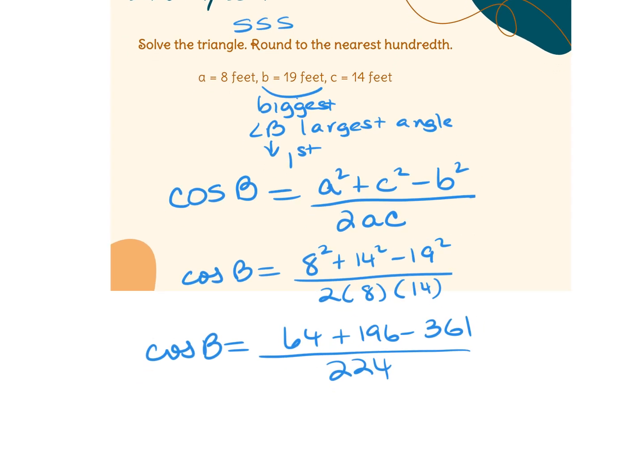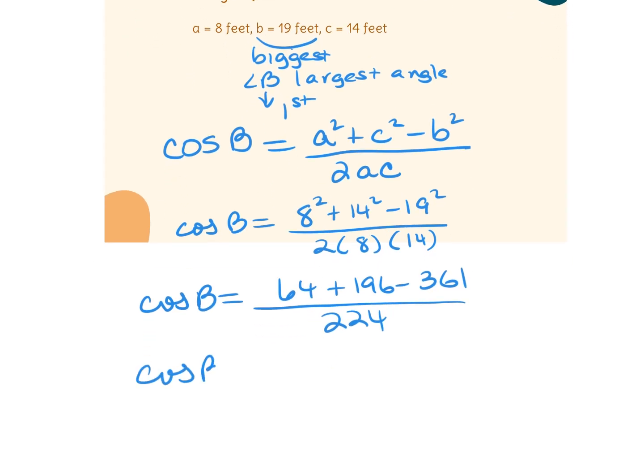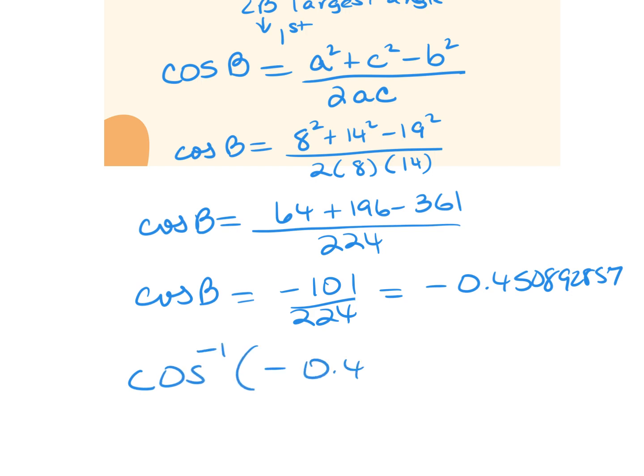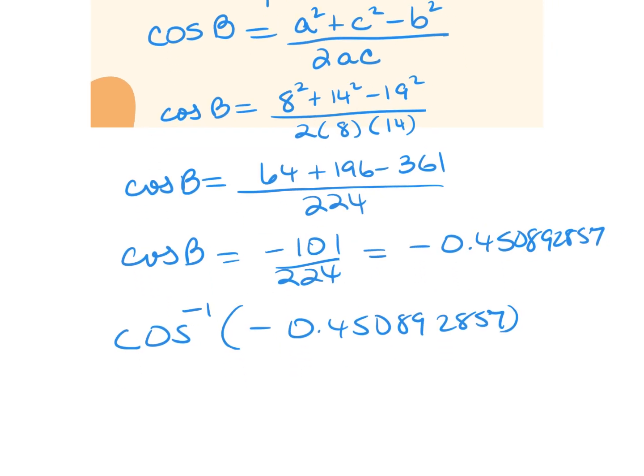And then now I'm going to combine all of that. So cosine of B is equal to negative 101 over 224. I need to divide this, and this is where I'm going to do the inverse. So right now this ends up being negative 0.45089287. So I'm going to be doing cosine to the negative 1 with this decimal, and then once you do that, you find out that angle B is equal to 116.80 degrees.